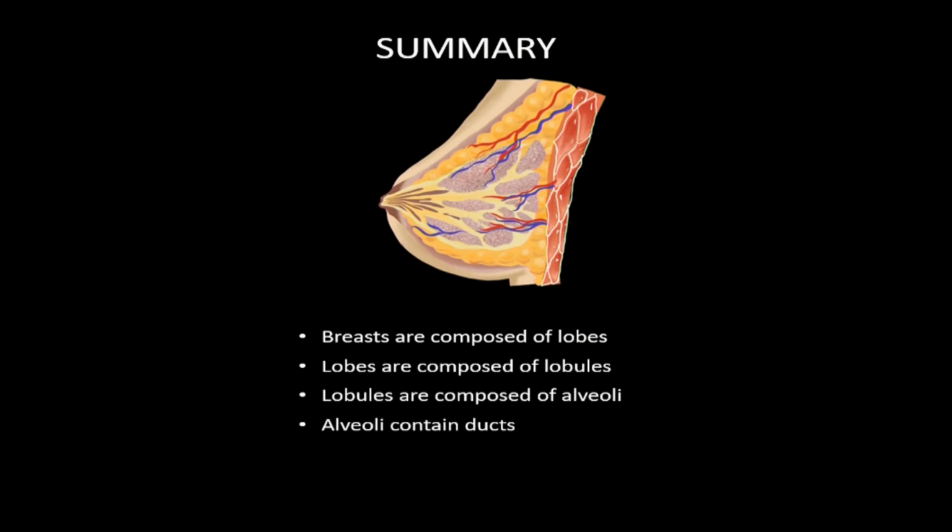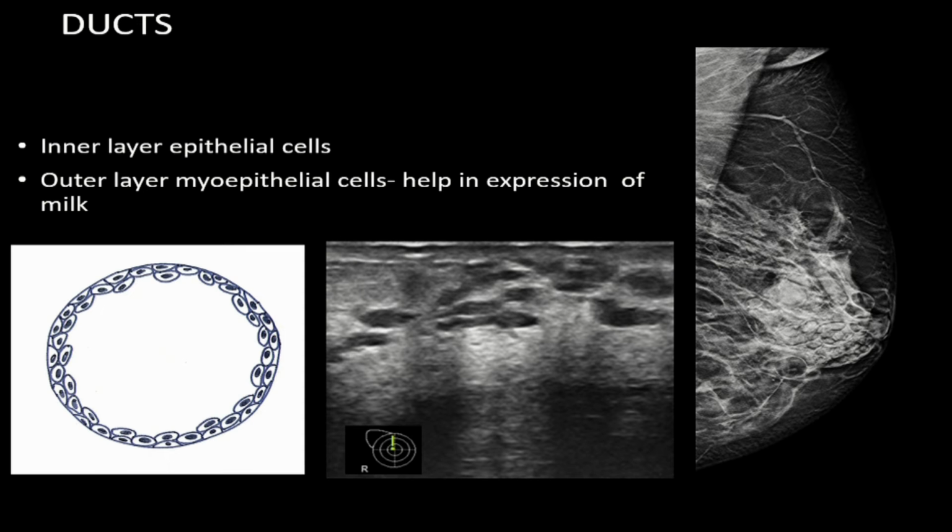So in summary of the breast so far, breasts are composed of lobes, lobes are composed of lobules, lobules are composed of alveoli, and alveoli contain the ducts. And finally the ducts. This is a very familiar picture. Every one of you is doing breast ultrasound. Normal subareolar ductal system, and on this mammogram you can see the dilated ducts over here. It was a patient of ductal ectasia, and you can see the dilated ducts very nicely.